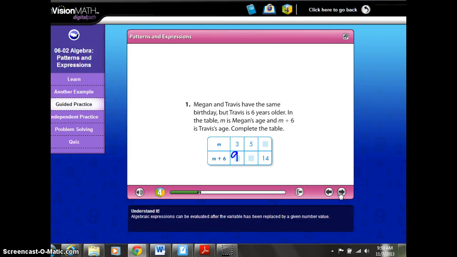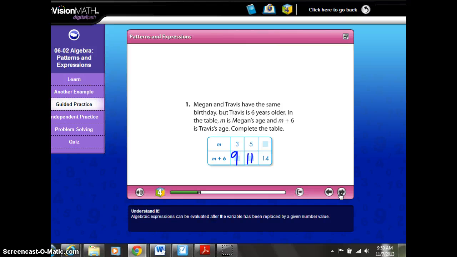9. Okay, now let's take a 5, slide it over. What would M plus 6 be then? 11. Ooh, now they're going to try to trick us. Now we got to work backwards. What number would we slide over here so that number plus 6 equals 14? Ooh, a little trickier. Sarah says 8. Is 8 plus 6 14? Yeah, how did you do that? Did you just try a few numbers? Okay, trial and error works.